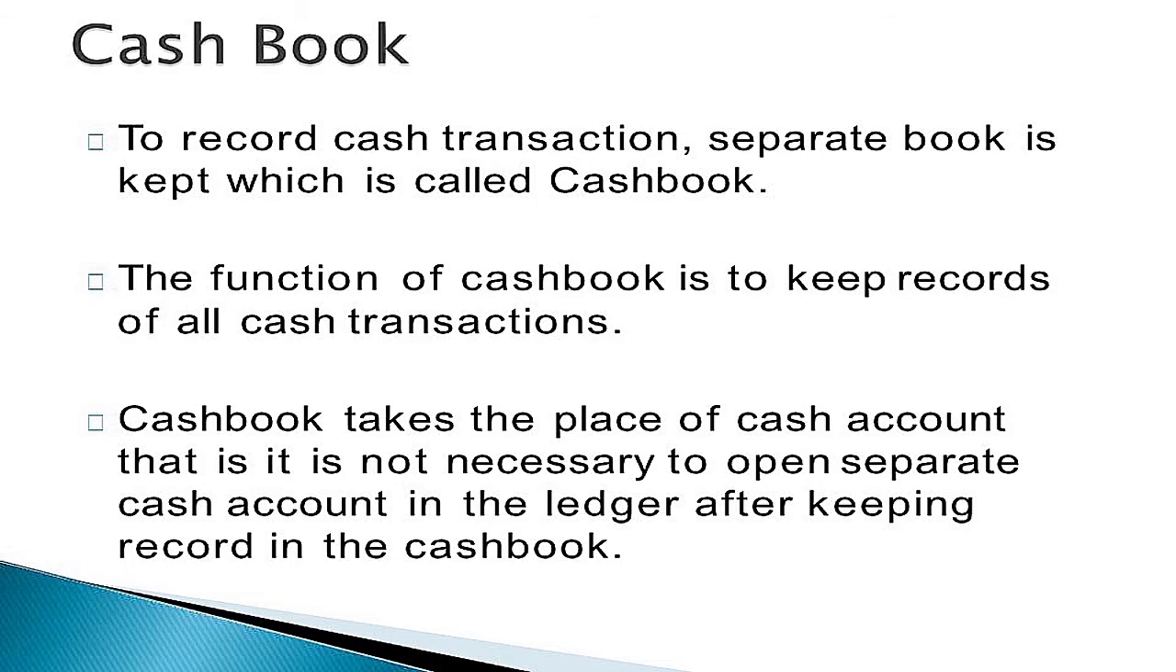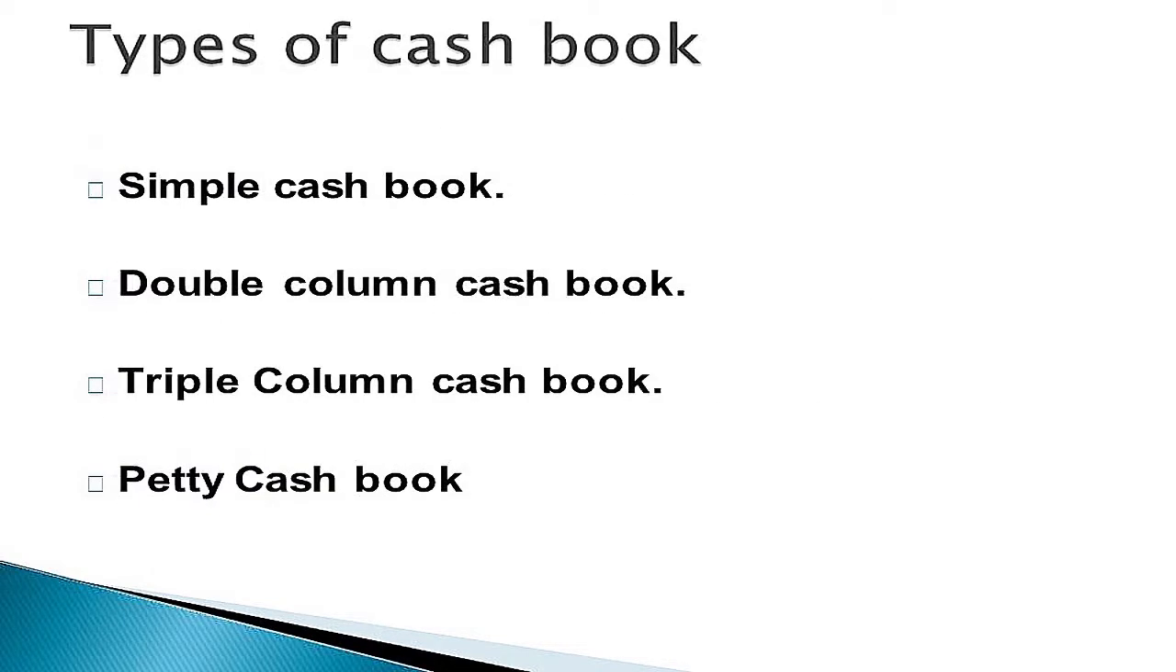So the function of the cash book is to keep records of all cash transactions. The main aim of the cash book is to record all cash transactions. Cash book is a ledger as well as an account. There is no need to prepare a ledger account for that. The cash book itself is the cash ledger account.